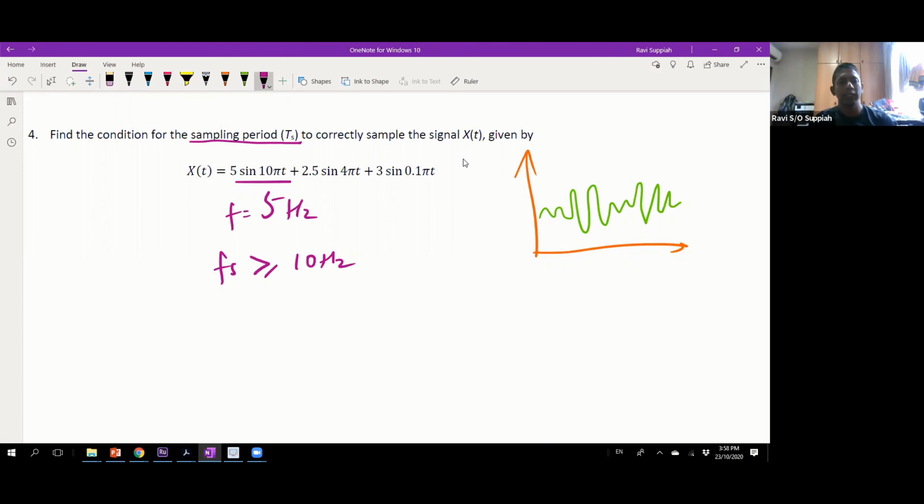Because this is the highest frequency component in the signal. Since the highest frequency component in the signal is at 5 hertz, I need to sample at 10 hertz. So the sampling period must be less than or equal to 0.1 second.